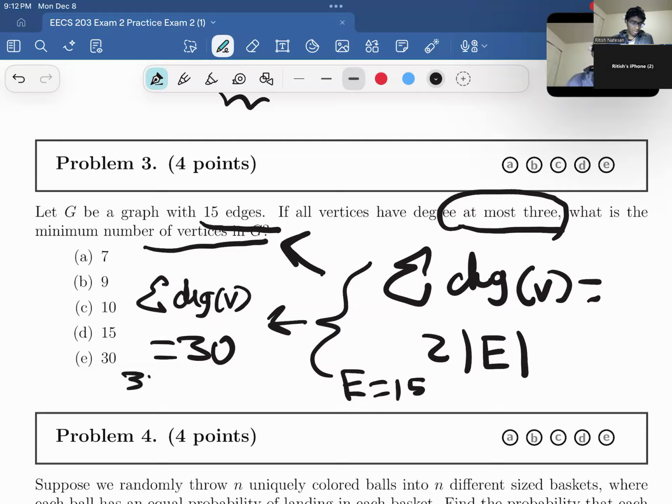we can then divide 30 by 3 and get 10. So 10 is the minimum number of vertices in the graph. And this would be assuming that all of the vertices have the highest degree possible, which is 3. So the answer for this problem is C, 10.